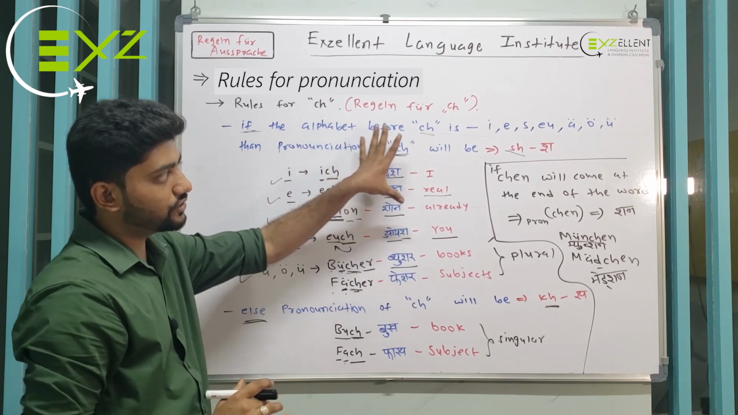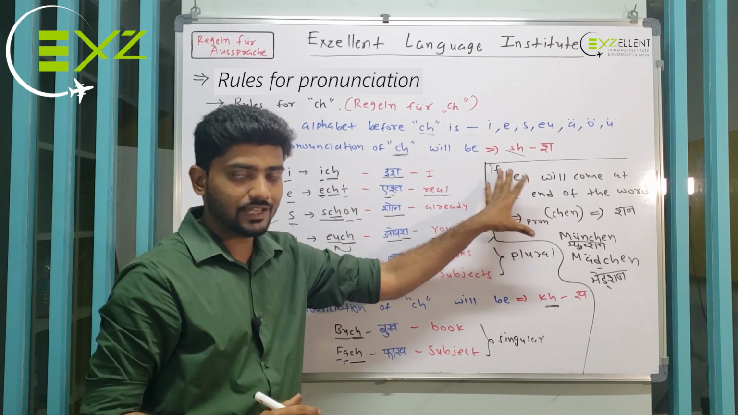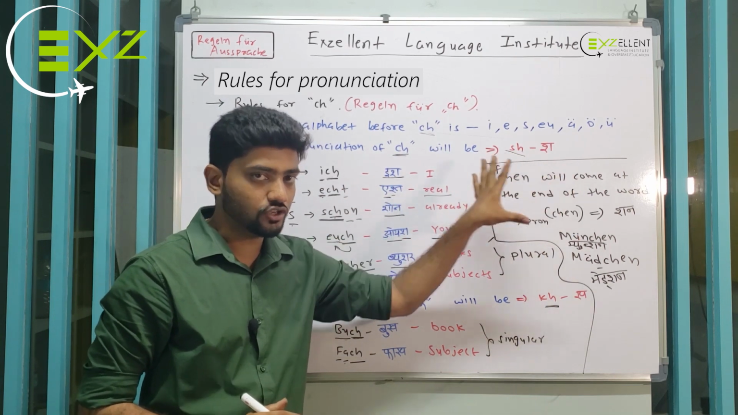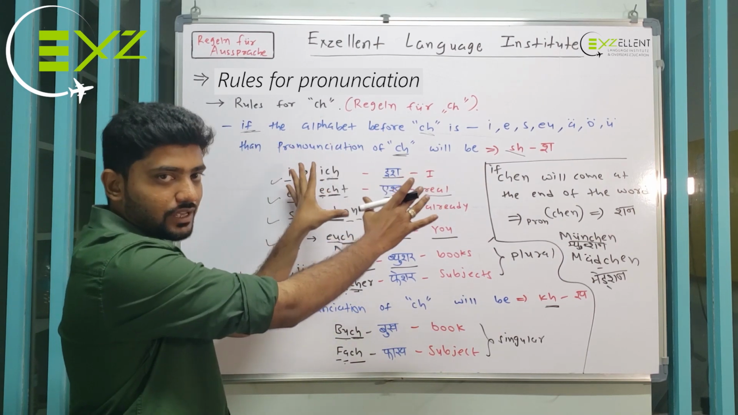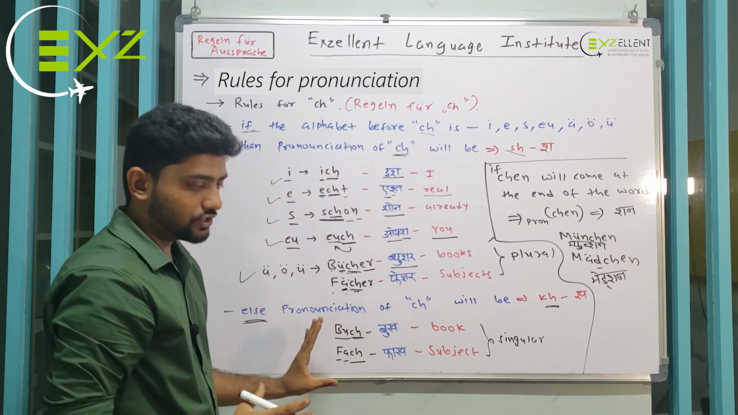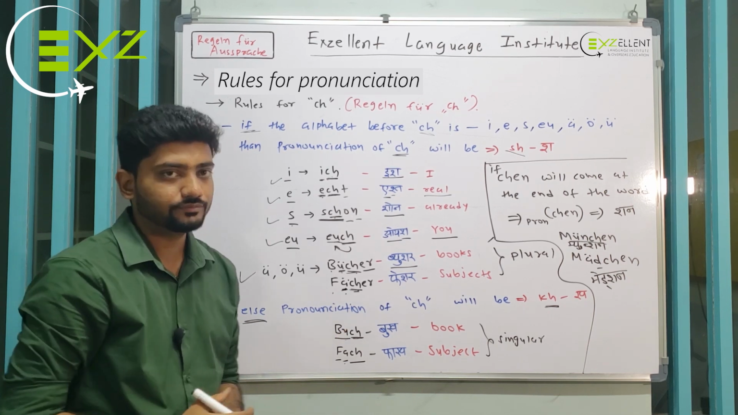So for CH we can say we have two rules. If before CH these alphabets are coming, then sh. If chen is coming at the end, then sh. Else, if both these rules are not applying, then the CH pronunciation is k. Okay, that's it.